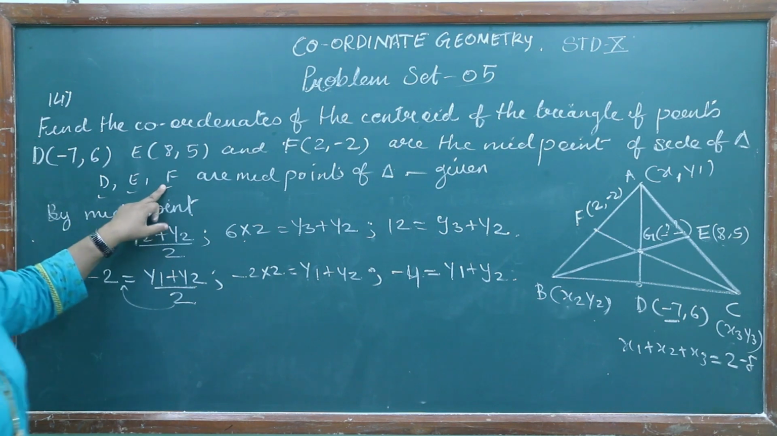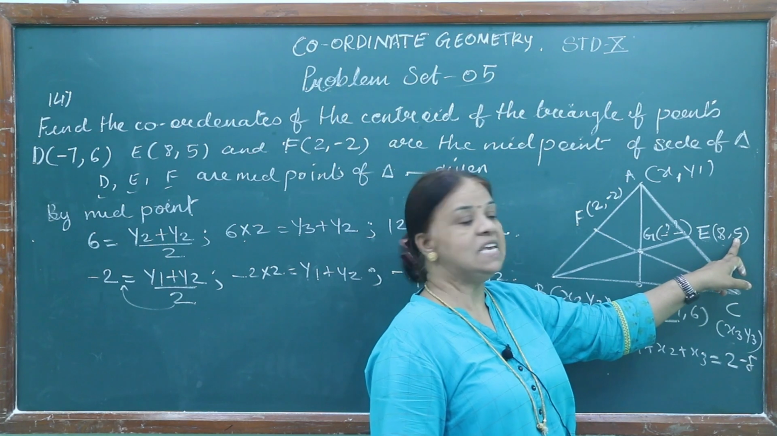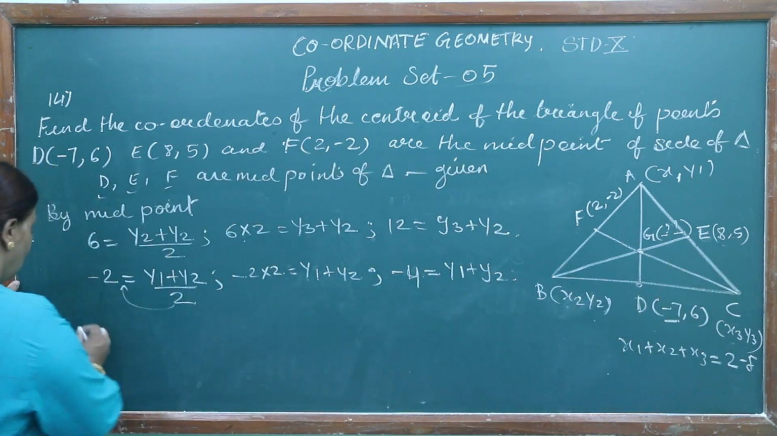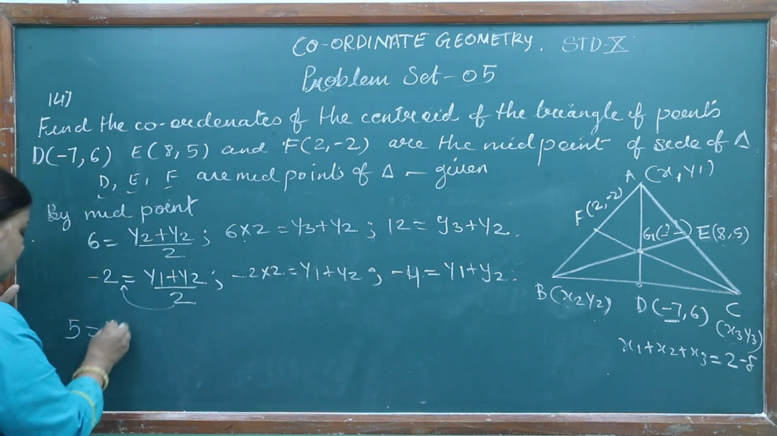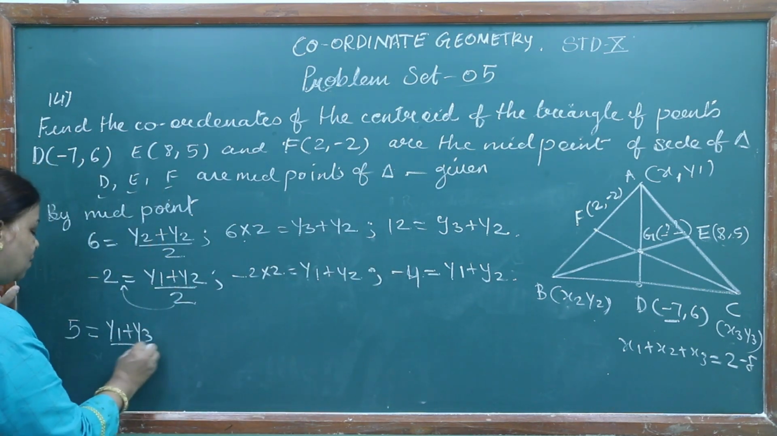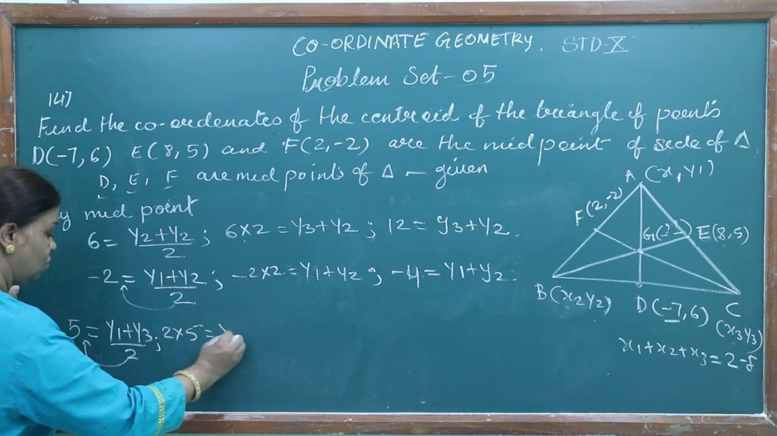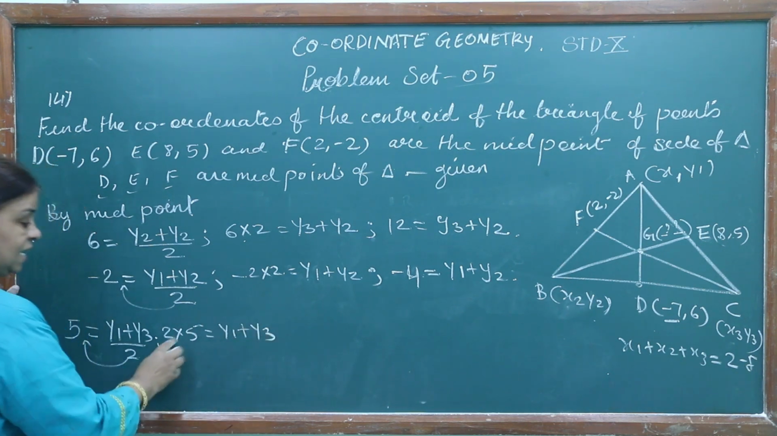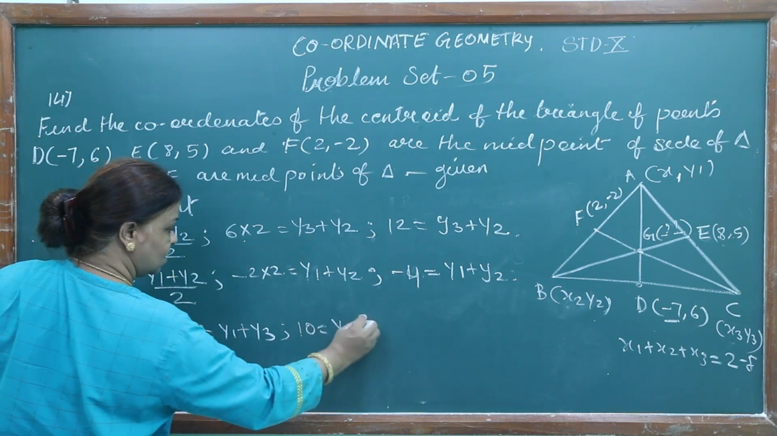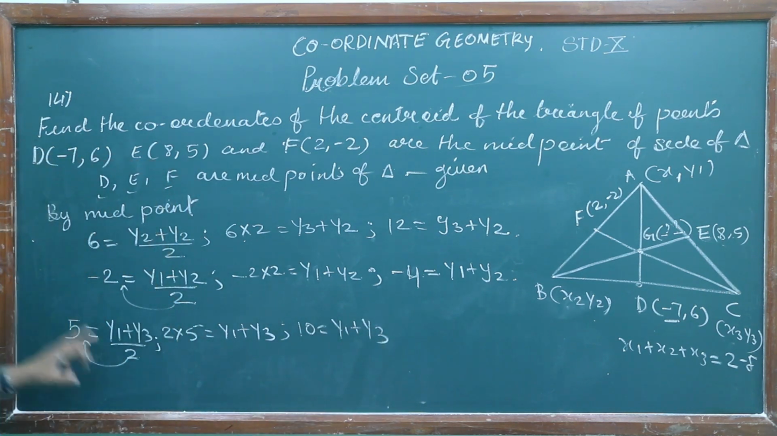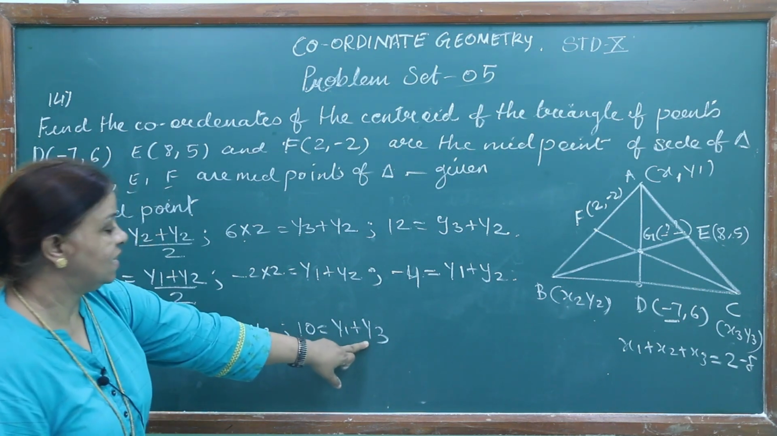F was the midpoint. Now let us go for E as the midpoint and 5 is the y coordinate of E. Then what do we get? 5 is equal to (y1 plus y3) upon 2. 2 will go here. 2 into 5 is equal to y1 plus y3, that is 10. So 2 into 5 is 10, y1 plus y3, so y1 plus y3 is 10.